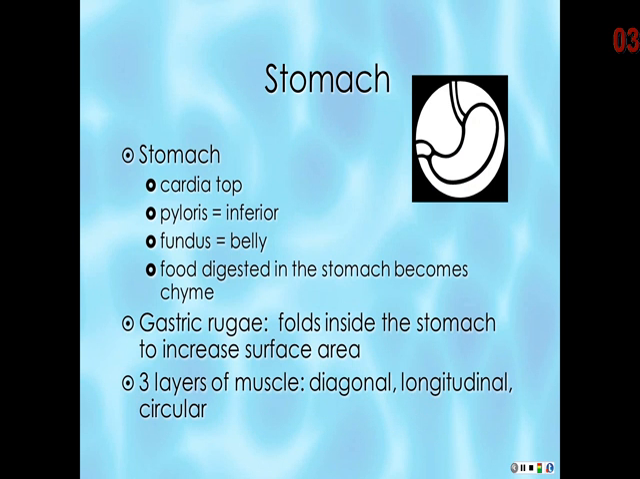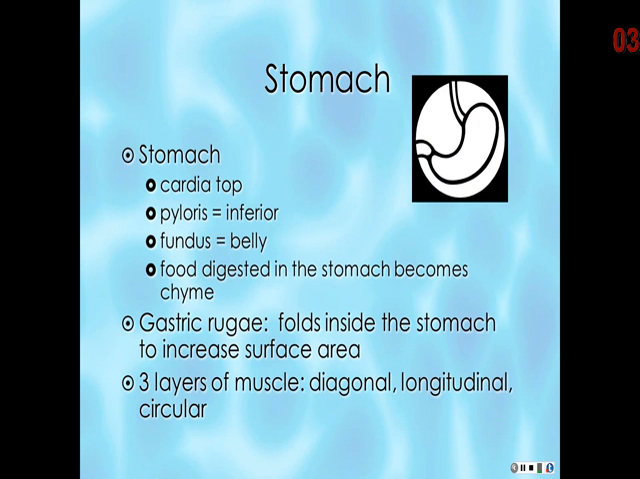The stomach is a stretchy sac where the next steps of digestion occur. The cardia is the top portion, the pylorus is the bottom portion, and the fundus is the belly. The food is called chyme after it is digested in the stomach. Gastric rugae are the folds on the inside surface of the stomach. These help to allow the stomach to stretch as well as increase the surface area.